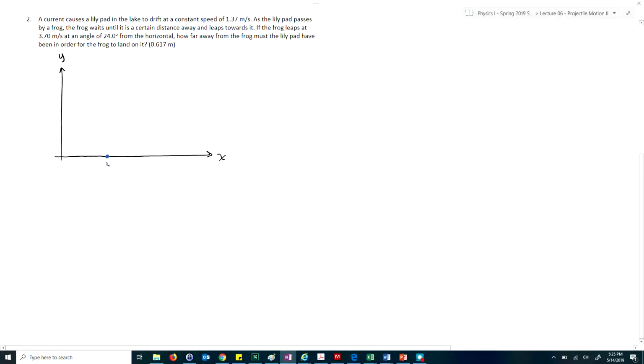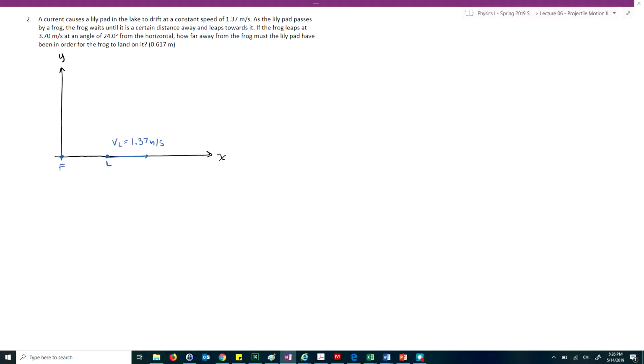Okay, so let's say this is the lily pad right here. So I'll put a little L there to show that that's the lily pad. And the lily pad is traveling away from the frog. So I'm going to say the frog is over here. So that's my frog. My frog is waiting until the lily pad is a certain distance away and then it's going to jump on it. So the lily pad is traveling in a straight line. So it's moving. I'm going to say the velocity of the lily pad is equal to 1.37 meters per second.